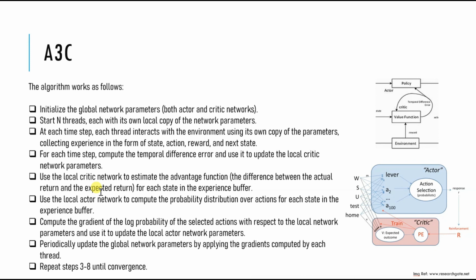The global network then updates its parameters based on the collected gradients from all the agents, and then the global network periodically updates the weights of all the worker agents. After that we repeat from the third step up till the seventh step until convergence. So this is what we basically do in the A3C algorithm.